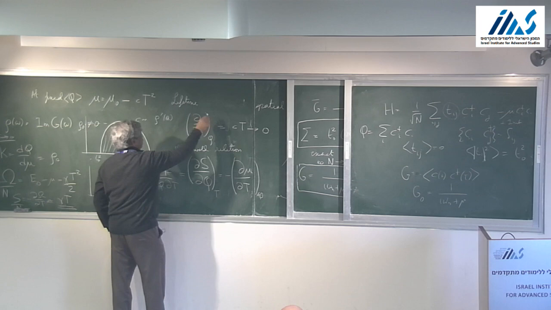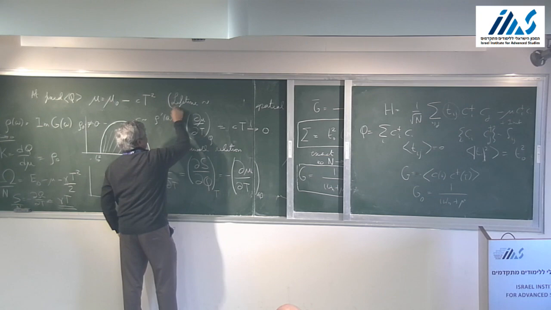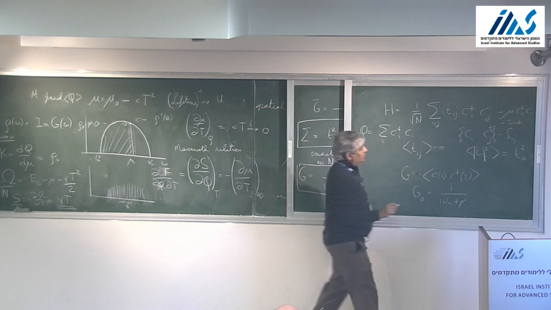if you have interaction, roughly goes as, so the lifetime, well, let me do lifetime inverse. It'll be second order in the interaction. So let's have the interaction U. This interaction U, U squared.